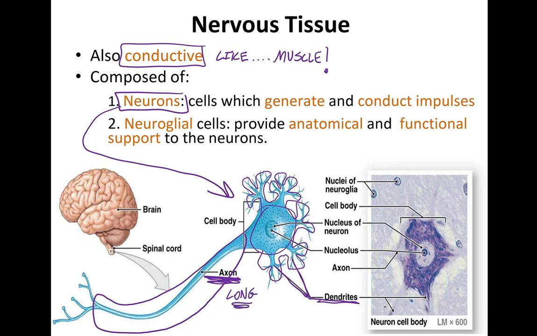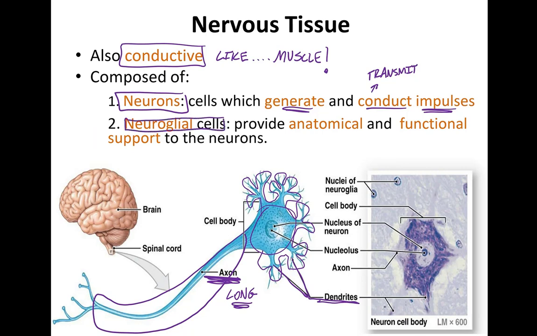Now, neurons are the cells that generate and conduct, or another way to think of this is they transmit those electrical impulses I was talking about. They're generating and passing along that electrical information. But these neurons need a lot of support. They need a lot of upkeep. So there's a whole other class of cells called neuroglial cells. Neuroglial cells provide anatomical and functional support to the neurons.